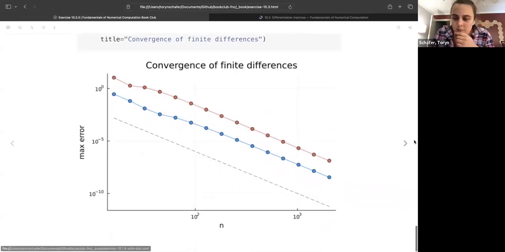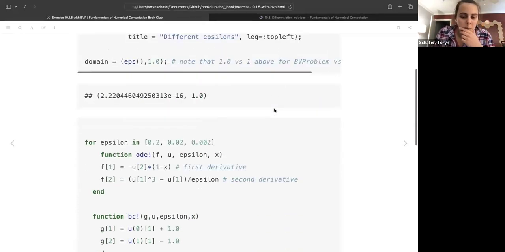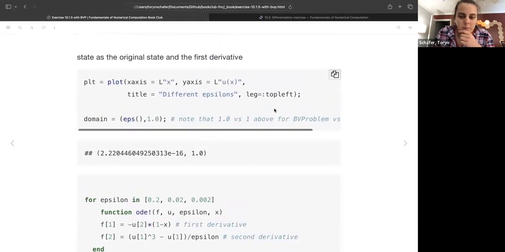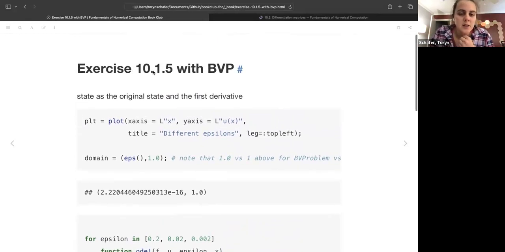Okay. And then the other exercise we were talking about was using the shooting method in section 10.1, and then Ron was like, well, maybe they wanted us to use the BVP problem, the ODE, all that. So I redid this exercise 10.1.5 with the functions they actually introduced in section 10.1.